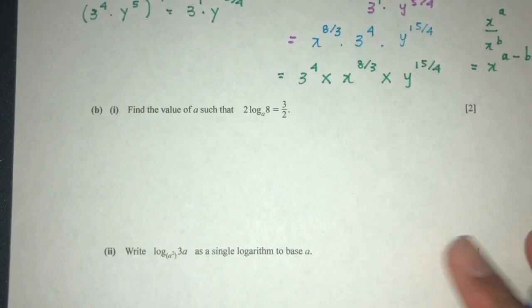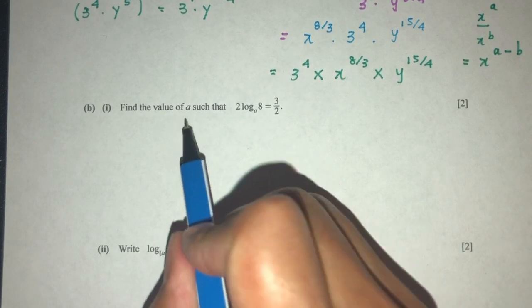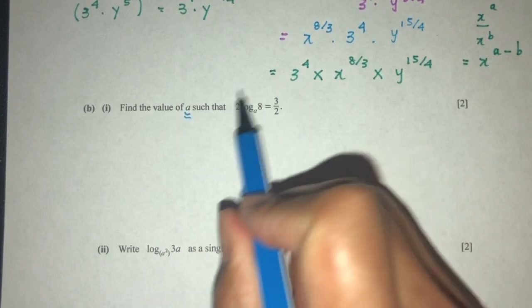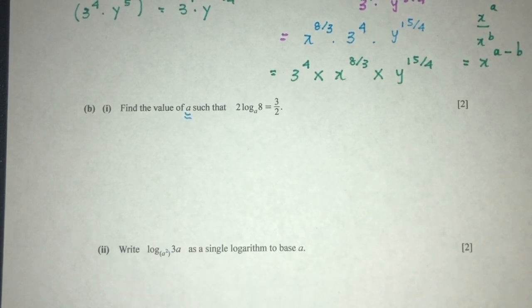Now let's move on to part b. Here we have to find the value of a such that this is this. So let's see how we can find the value of a. There are many ways of doing this question. Let's find out step by step what we can do.